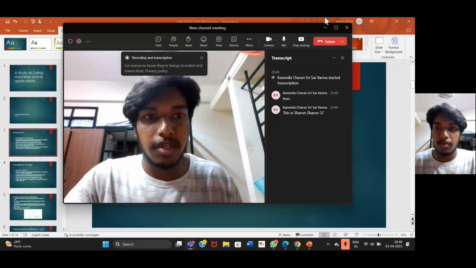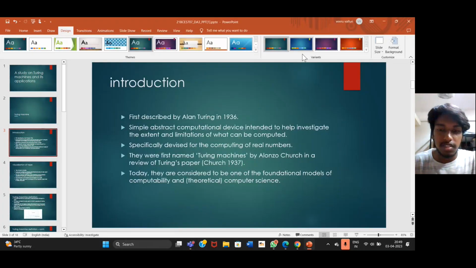Today I was going to explain about Turing machine. First, I want to give an introduction about Turing machine. Turing machine was first discovered by Alan Turing in 1936. It is a simple abstract computational device intended to help investigate the extent and limitations of what can be computed, specifically devised for the computing of real numbers.